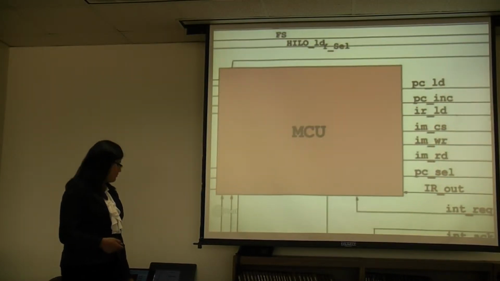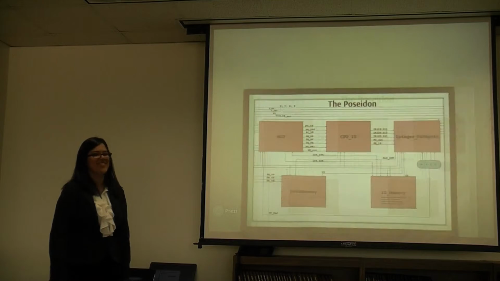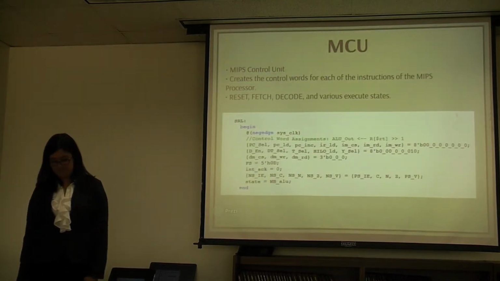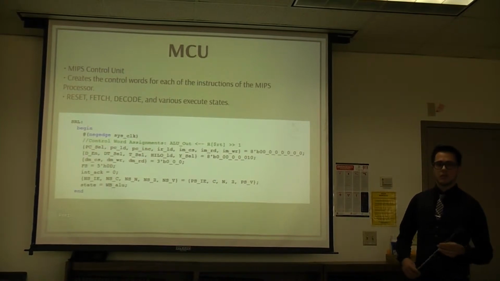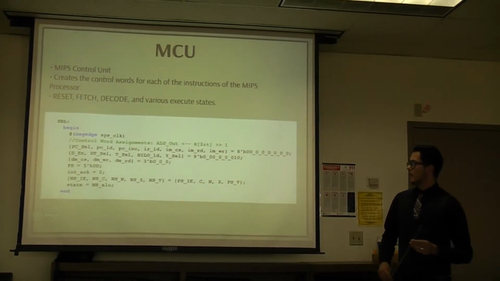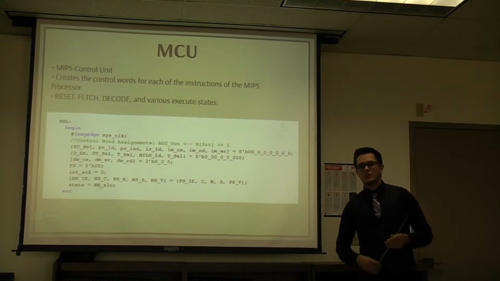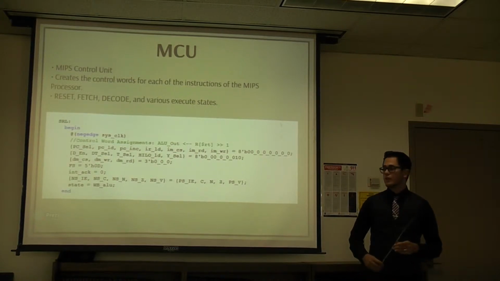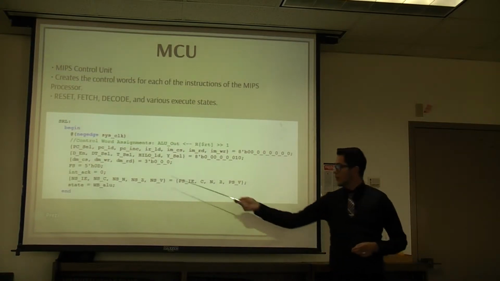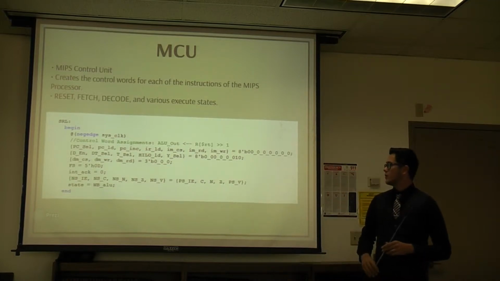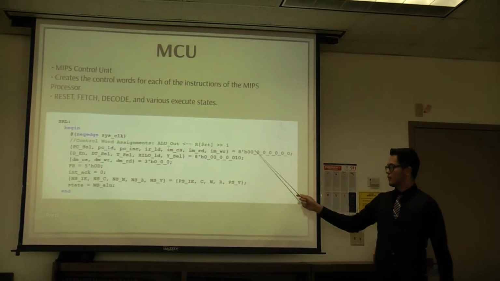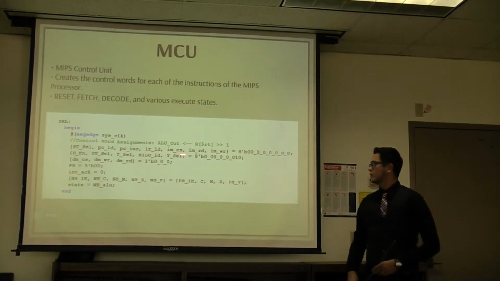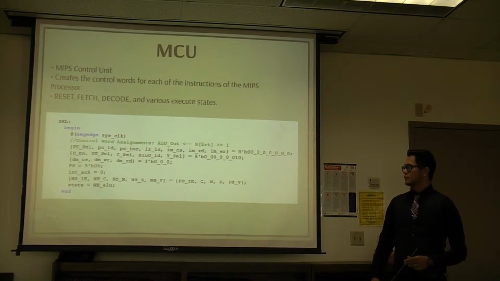So now the MIPS control unit. The MIPS control unit creates a control word for all the instructions. For example, when we need to do the state reset, fetch, decode, and of course the execute states, it depends on what instruction we're doing. In this case, our example is shift right logical, and this represents our Verilog representation of our control word for the shift right logical. And we use the RTL to determine which signals are going to be asserted and which ones are going to be deasserted.